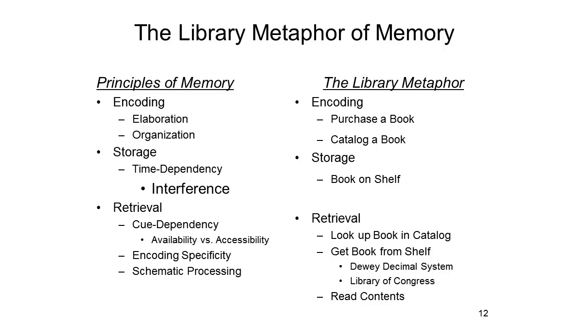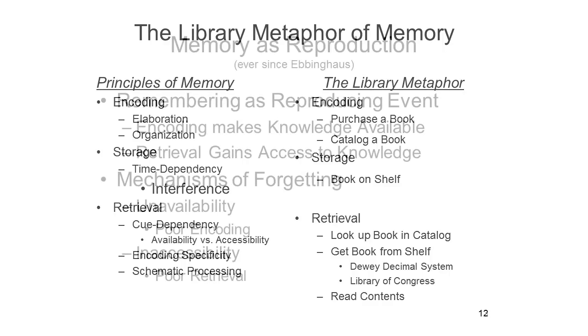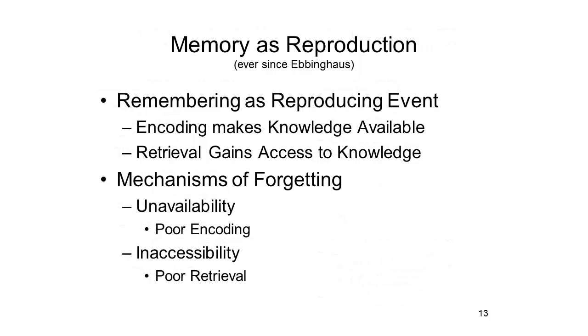The 6 principles of memory that I've just outlined are analogous to the processes involved in processing a book through the library. This idea of memory as a storehouse of information, like a library, is very old. It goes back at least as far as the ancient Greeks, and it's the view that dominated modern scientific studies of memory from the time of Ebbinghaus until relatively recently. The idea here is one of memory as reproduction.